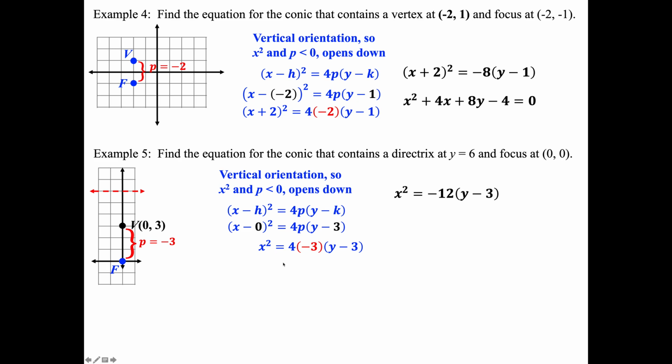Now again, that's what I call standard form. Generalized form is to distribute the negative 12 and set this whole thing equal to 0.